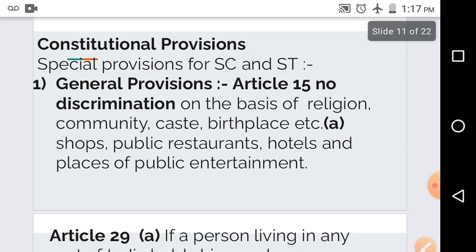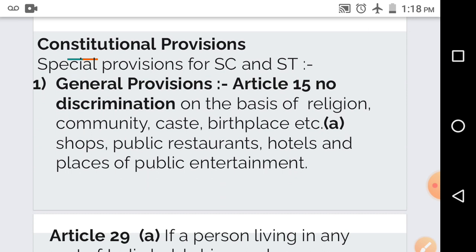Let us see the constitutional provisions. Special provisions for scheduled castes and scheduled tribes. The following special provisions are made in the Constitution. The first is a general provision. According to Article 15 of the Constitution, it restricts discrimination on the basis of religion, community, caste, birthplace, etc. In addition to this, no condition can be imposed.